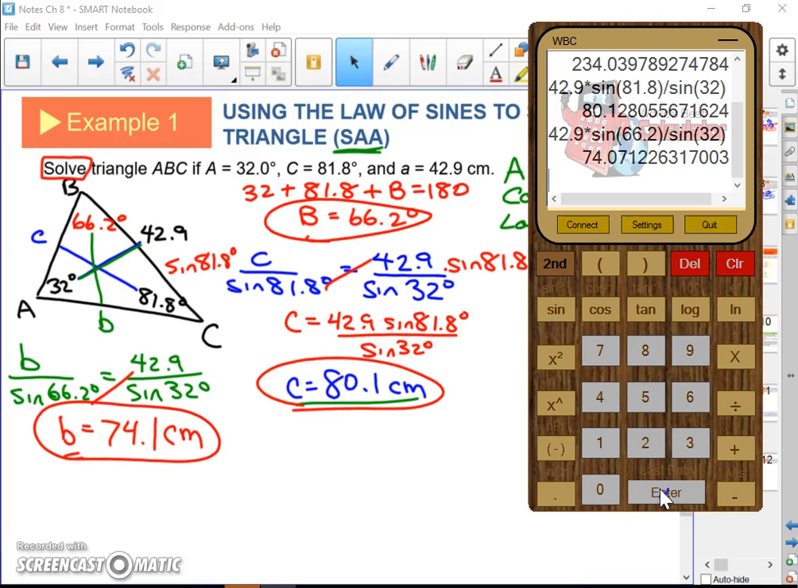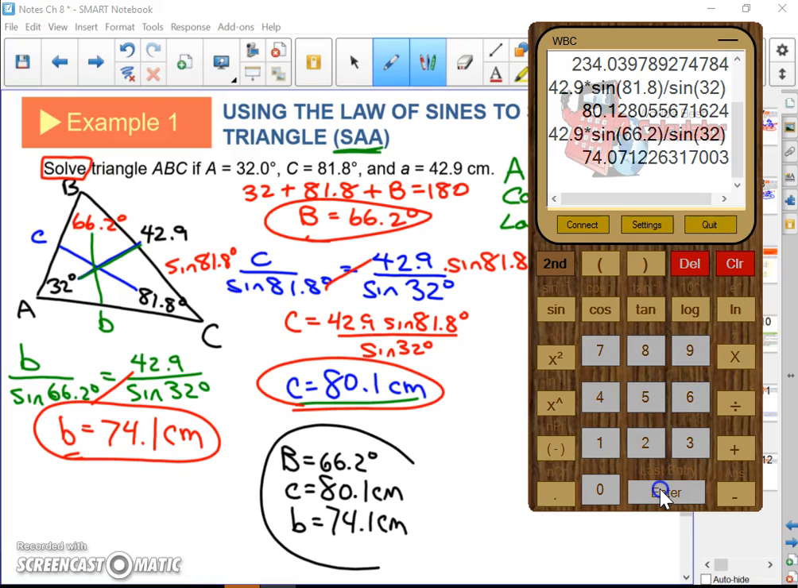And so solving the triangle means finding the missing parts. I had to find those three missing parts. It might be nice if you rewrote the answer where you wrote them all together like this. But as long as your answer is clearly marked, I don't know that you need to do that. Just make sure your answer is clear and easy.